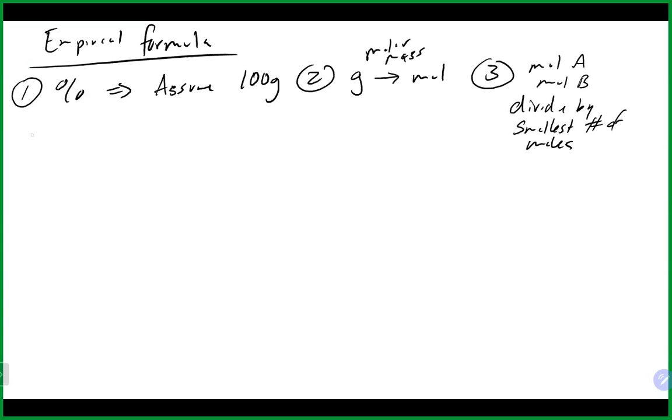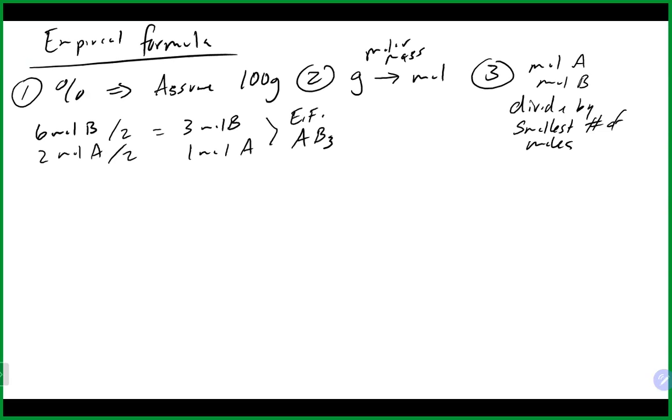So for example, if we had, again, say 6 moles of B and 2 moles of A, we would divide each of these by 2, which would give us 3 moles of B and 1 mole of A. And if we do that and we hit whole numbers, or are really, really close to whole numbers, like a 1.99 or something like that, this would give us our empirical formula. So in this case, it would be AB3.